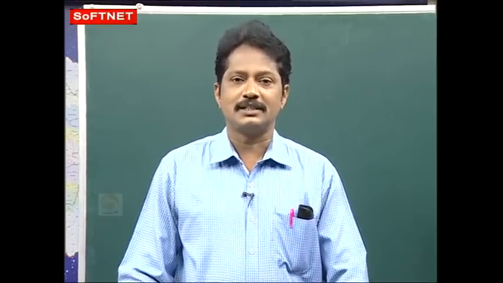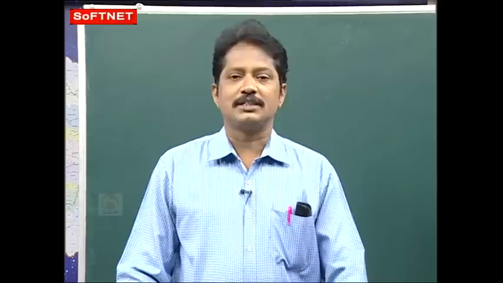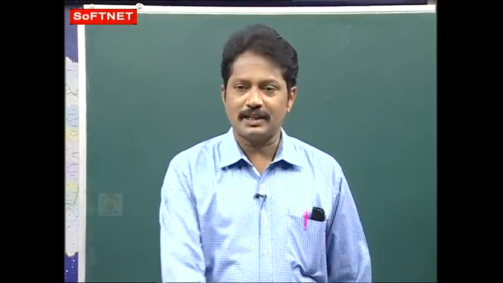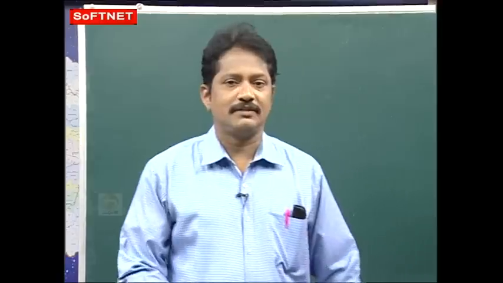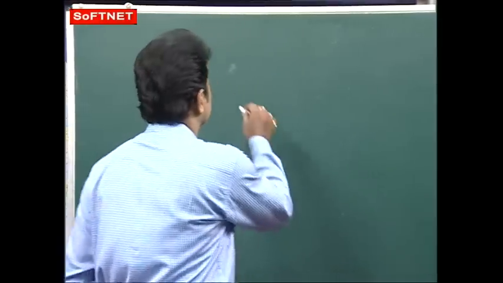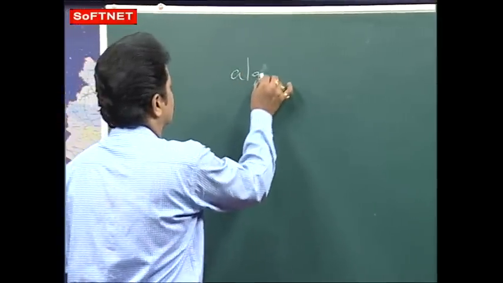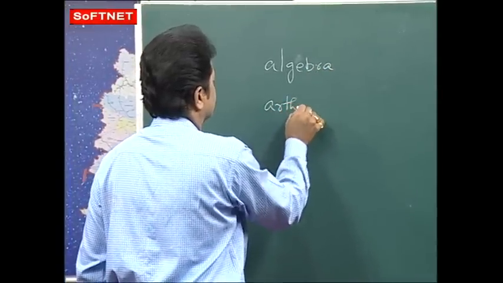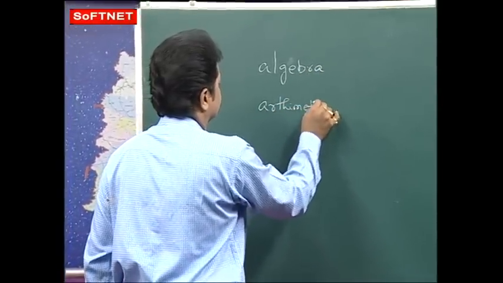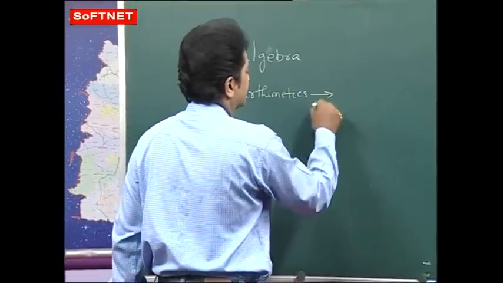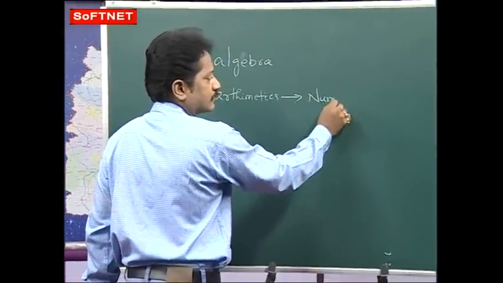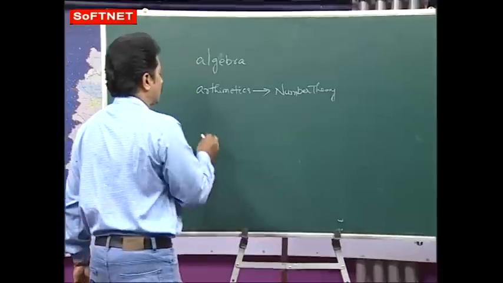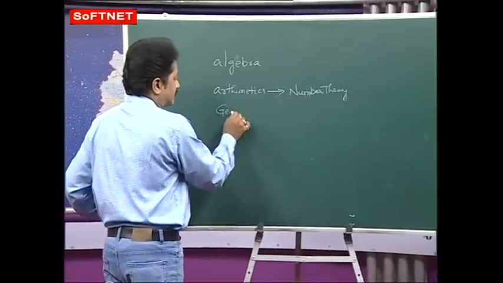Intra-correlation means you know that within the subject there is a correlation. Maths has 5 areas. The first one is algebra, the second one is arithmetics. The extension of arithmetics comes under number theory. Okay, geometry.